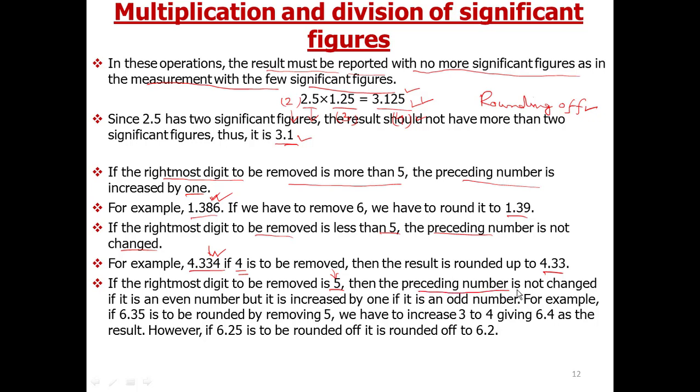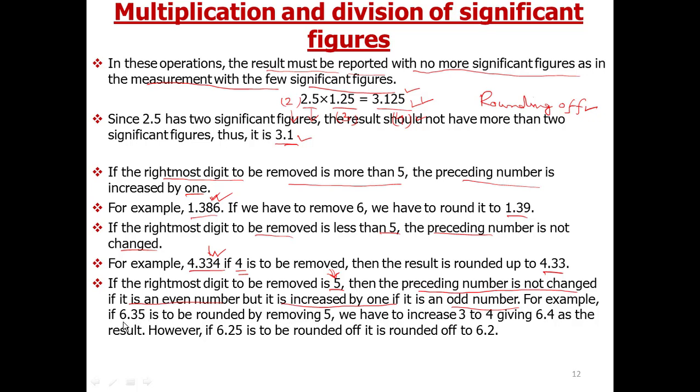Then the preceding number is not changed if it is an even number, but it is increased by 1 if it is an odd number. So if we have to remove the rightmost number, and if it is 5, then if the preceding digit is even, it is not increased, but if it is odd, then it is increased by 1.